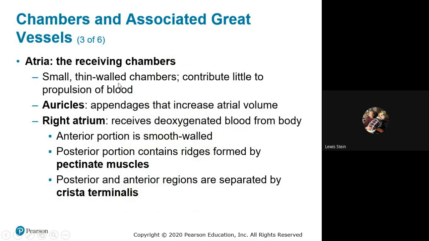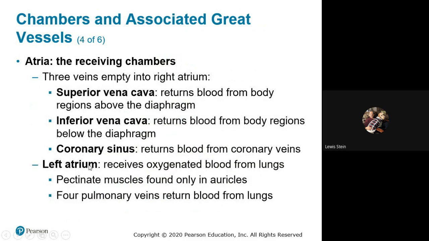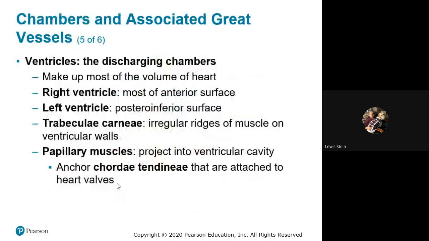Atria are thin, not a lot of muscularity, very little to do with propulsion. The auricles increase volume when needed. The ridges, mostly posterior, are pectinate muscles. Three vessels supply it: superior, inferior, and coronary sinus. The left atrium receives oxygenated blood from the lungs. Again, pectinate muscles, the pulmonary veins. Same illustration again.